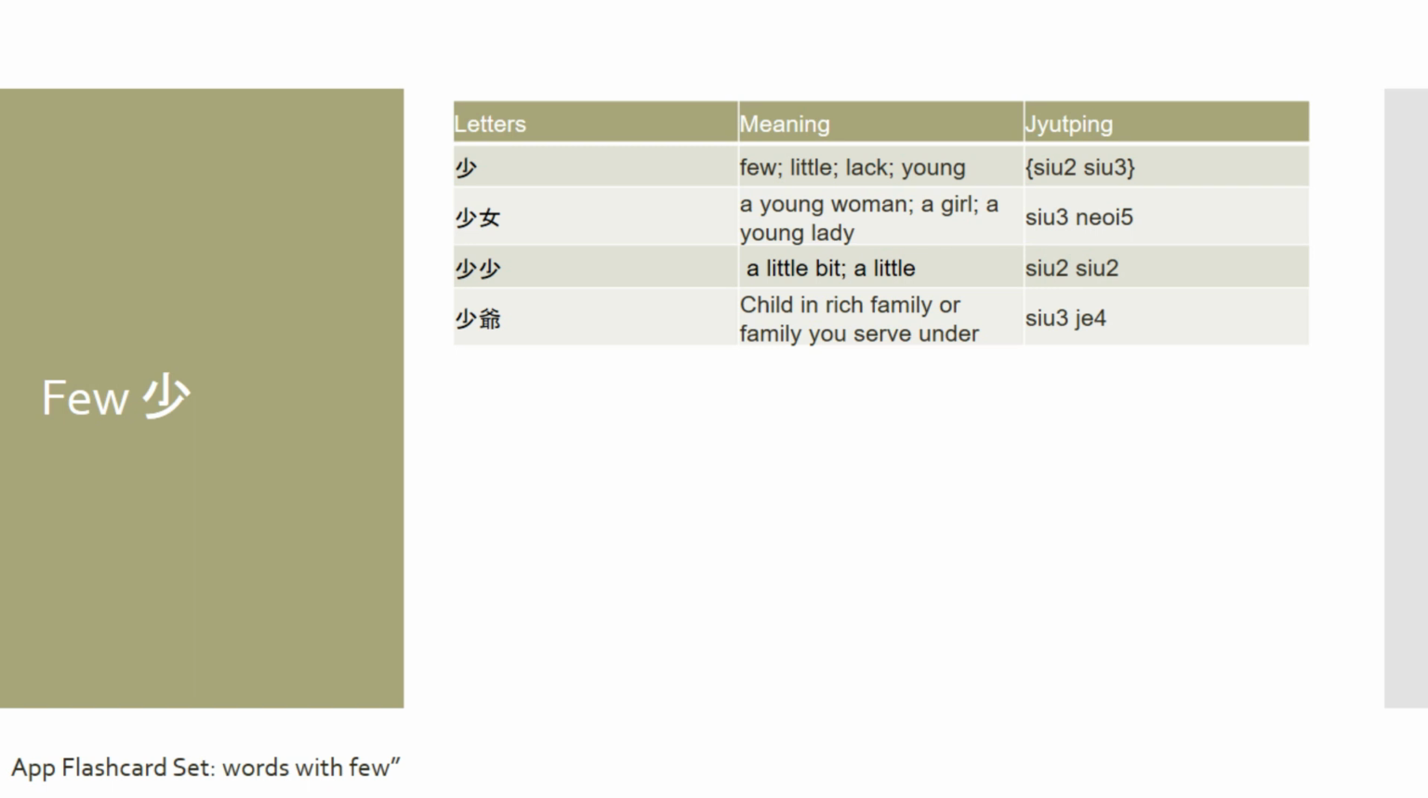Now, if you want to say a little bit or a little in Cantonese, then you would say xiu xiu. And if you are talking about the children or the younger person of a family on which you serve, or the younger person in a rich family, then you will say xiu ye.